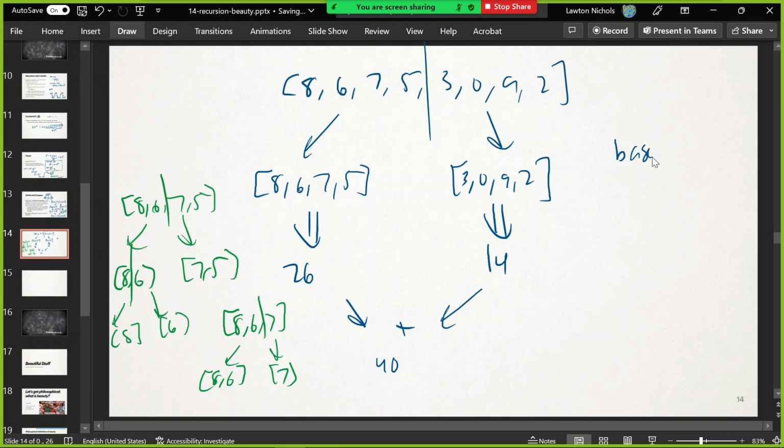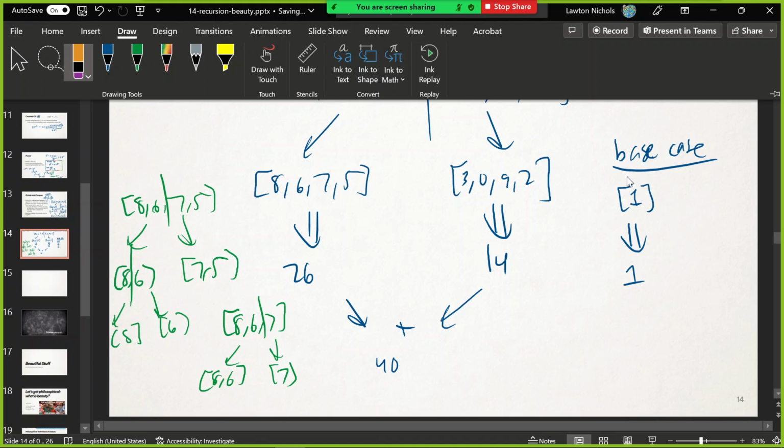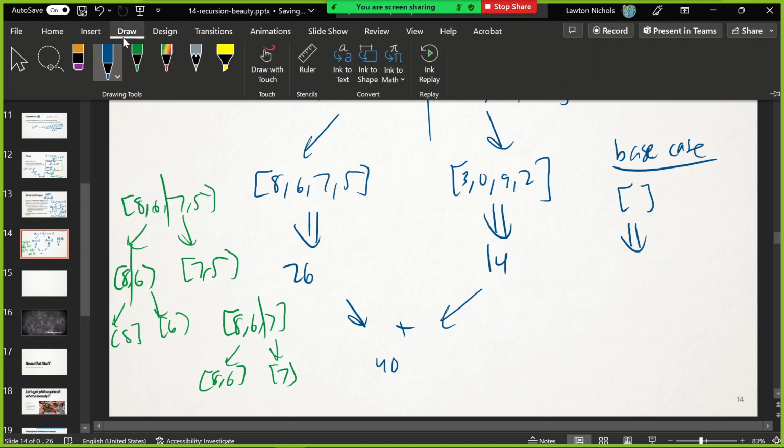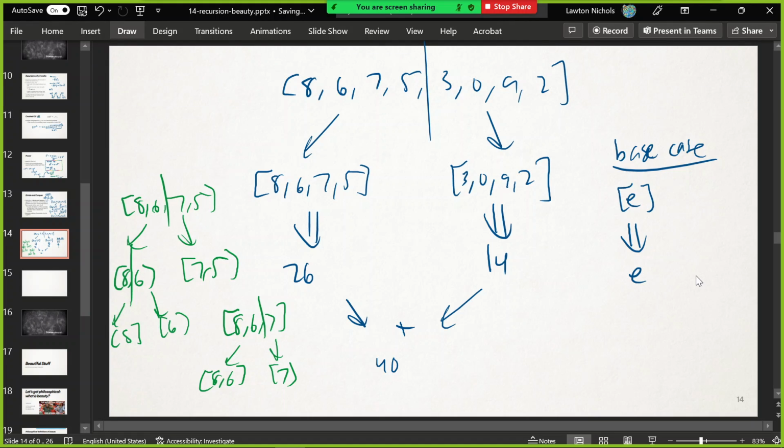That can be our base case. If you ever end up with a list of just size 1, then let's say that the answer immediately is just that element, whatever's inside. So it's a list with an element inside of it called, I don't know, E. The answer is E. Whatever was there. Does that make sense? So that's the sum of all the things in that list.